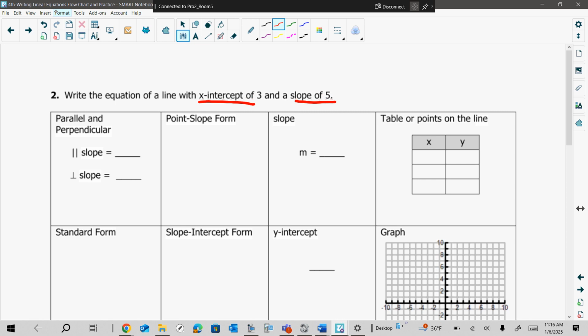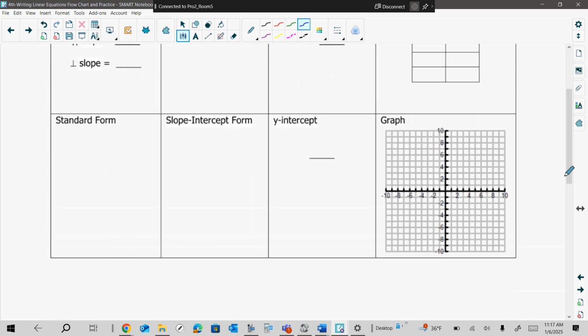Hopefully we saw the key information was x-intercept of 3 and slope of 5. Okay, from here, we should fill in our slope, m equals 5. But with an x-intercept of 3, guys, that means it's touching the x-axis. That means this point here.